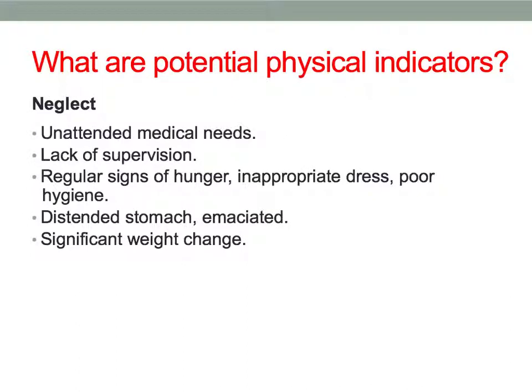We start with physical neglect, and we're going to talk about potential physical indicators, so things to look for on a child that you suspect might be a victim of physical neglect. We're going to start with unattended medical needs, lack of supervision. This one's really common: regular signs of hunger, inappropriate dress or poor hygiene, and distended stomach, emaciated, significant weight change. So these are all things that wouldn't be as obvious as some other things, but physical neglect happens quite a bit, and it's something you have to be on the lookout for.